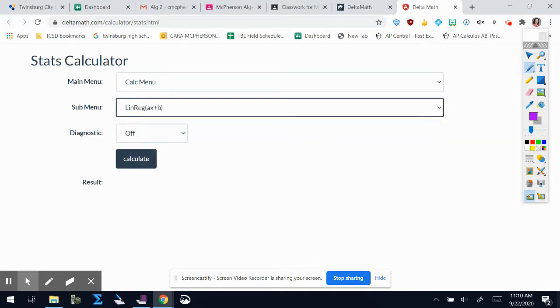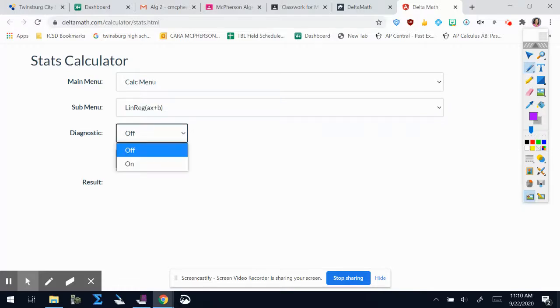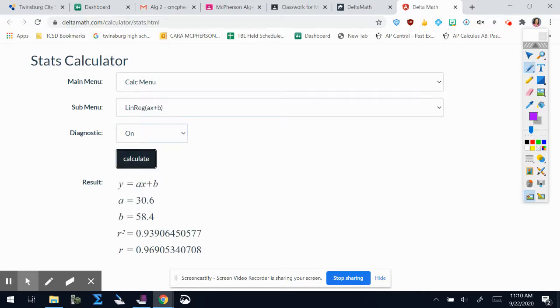The diagnostic piece, you can turn it on or turn it off. If you take a stats class eventually, you'll use the diagnostic piece a ton. In our class, I won't use it as much. I am going to turn it on just to show you what it looks like, but it is not something that you have to have on to be successful. So here's what it'll give you.